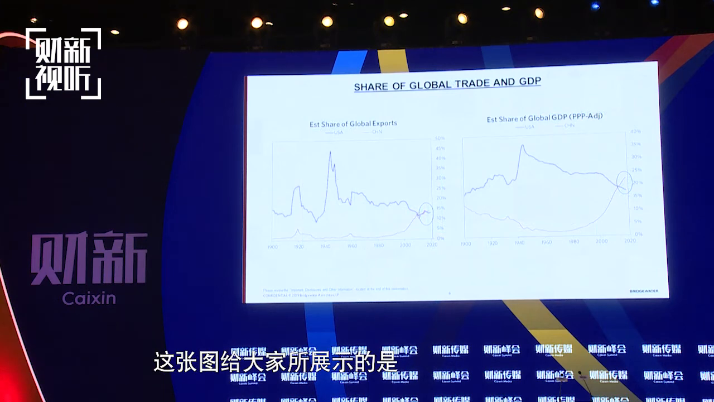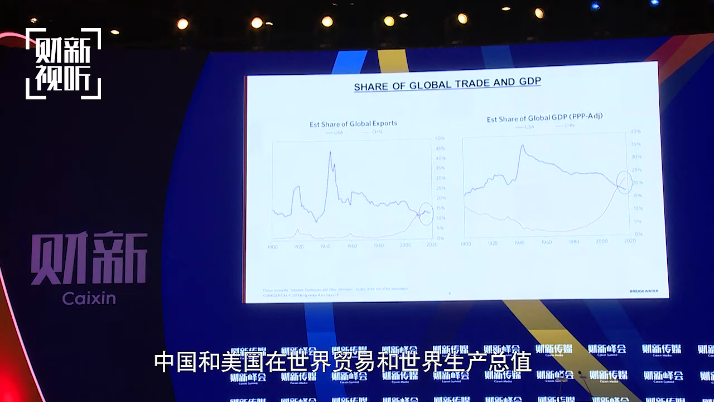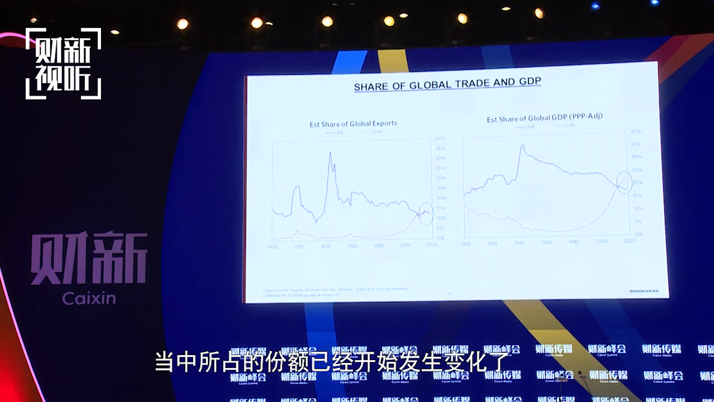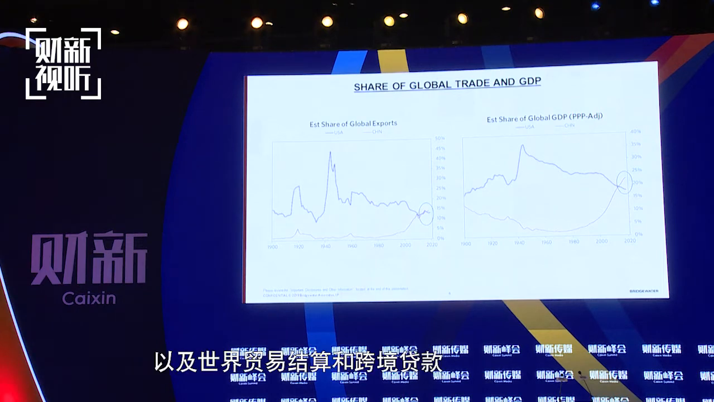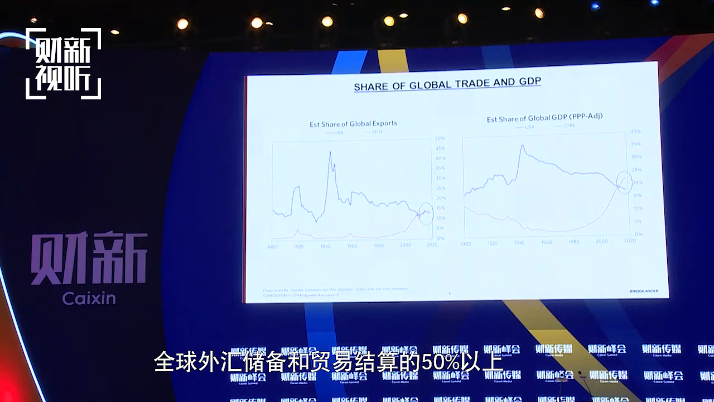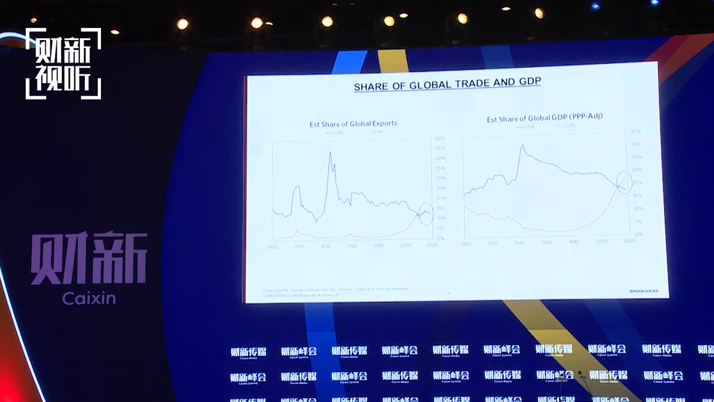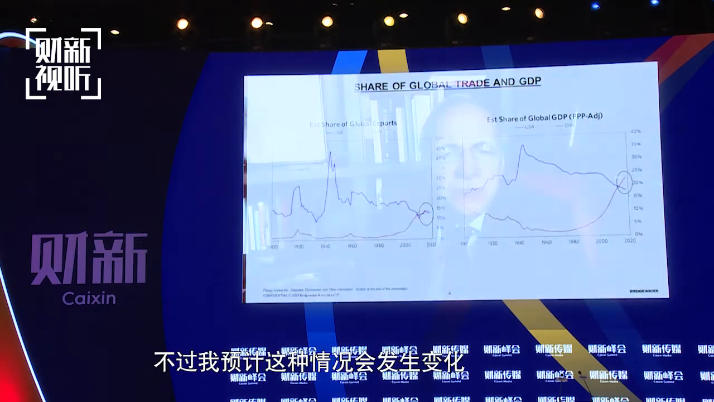These charts show the United States and China share of world trade and world GDP and convey the evolution which has been taking place. Even though China's share of world trade and world GDP are comparable to the United States's, the renminbi is only a small fraction of global reserves, world trade invoicing, and cross-border lending. In contrast, the U.S. dollar accounts for over 50% of global reserves and trade invoicing, and about 60% of world lending. I expect that to change.